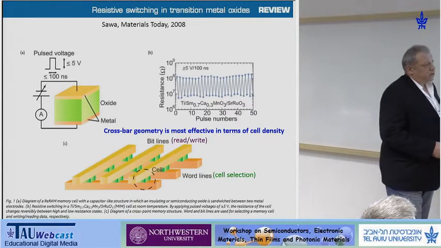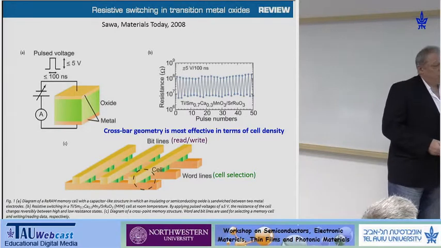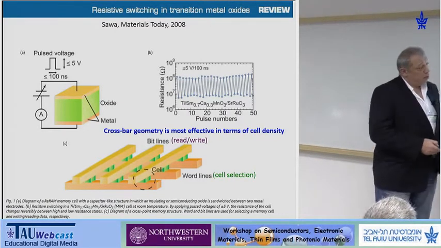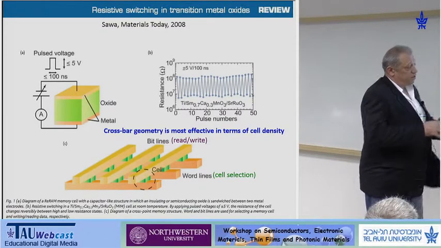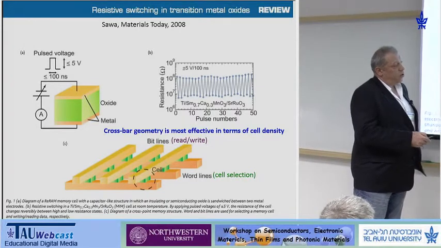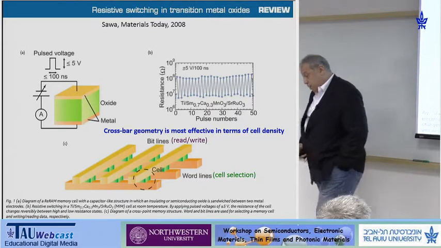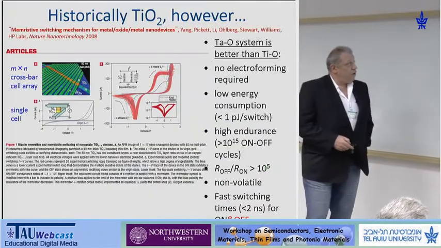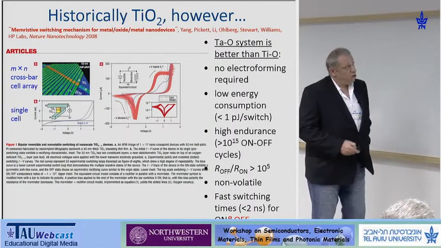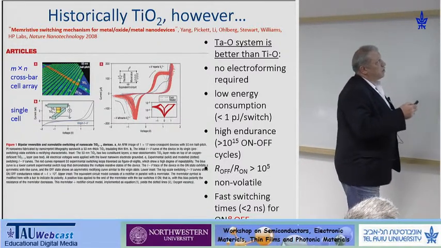And the most effective in terms of density of the switching cells is the so-called crossbar geometry, or cross-point geometry, where we have the contacts in the form of a crossbar, and then we can select and switch a particular cell by selecting the word and bit line appropriately. Historically, that first memristor was from titanium oxide. And you can see the IV curve, the on and off switching here. And this is the crossbar.